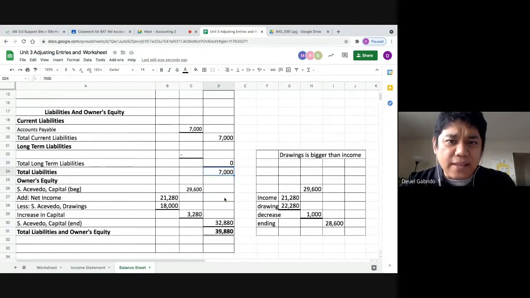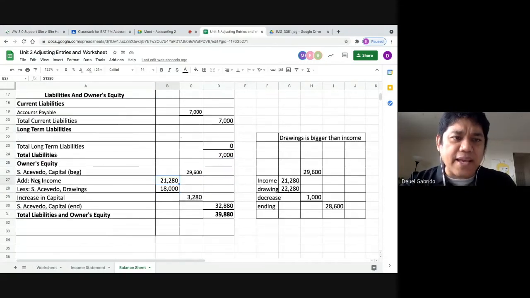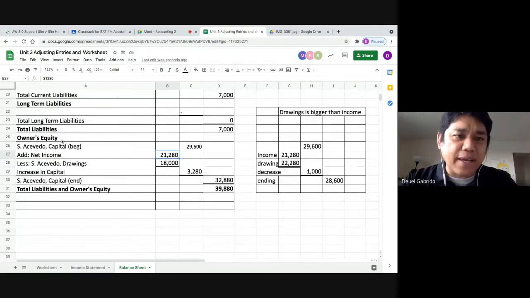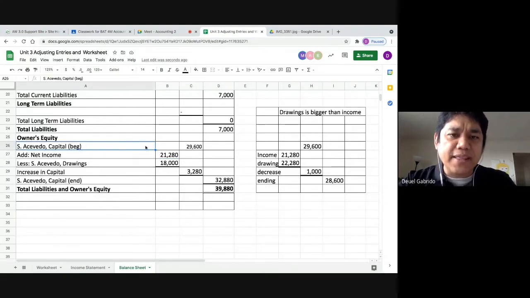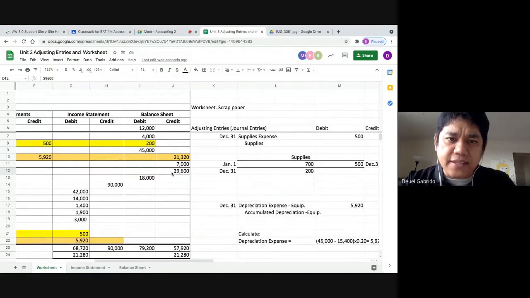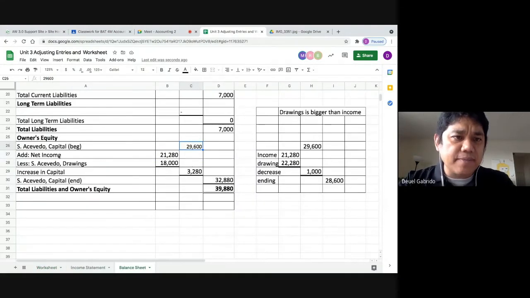Okay. And then afterwards, let's go to the owner's equity. Guys, this is the thing. In owner's equity, just like what we did before, you start from the capital beginning. You put that number in the middle. This number, 29,600, is the same capital at the beginning here. That's the same capital at the beginning. Afterwards, we need to add net income of 21,280.